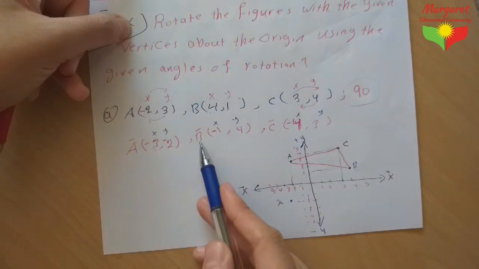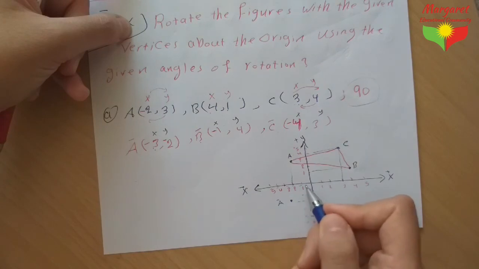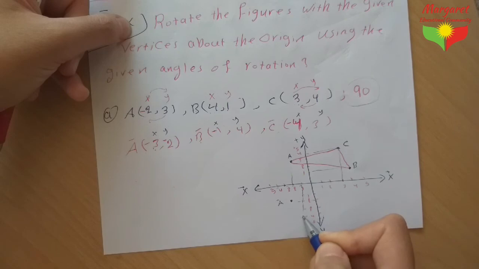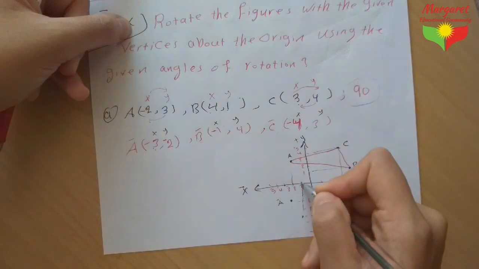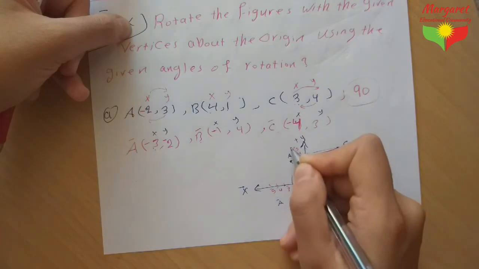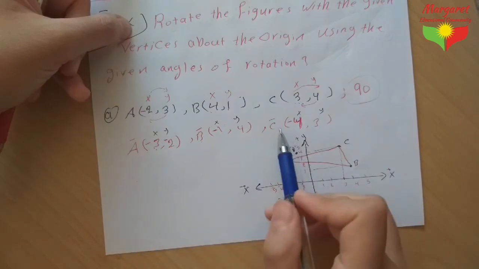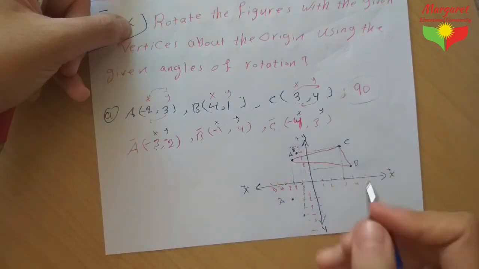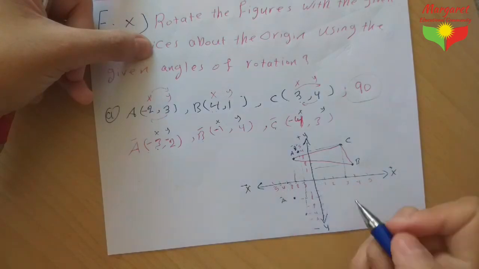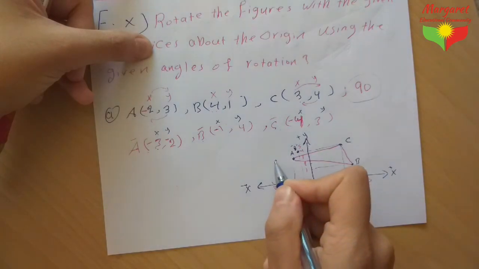B prime: minus 1 from the X axis, 4, sorry, positive 4 from the Y axis is B prime. After that, C prime is minus 4 from the X axis and 3 from the Y axis, is here.